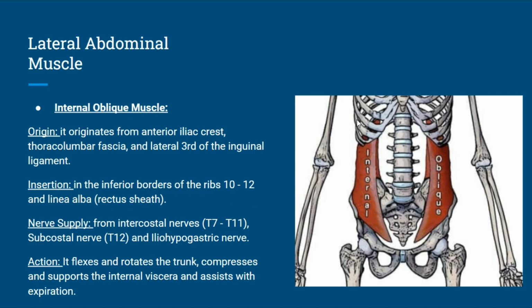So external is coming from top to bottom, or superior to inferior. It is similar to the external oblique, but it's on the internal side. So it goes from bottom to top. The nerve supply again is from the intercostal nerve T7 to T11, the subcostal nerve T12, and iliohypogastric nerve. And what are the actions? Again, it flexes and rotates the trunk, compresses and supports the internal viscera, and assists with the expiration.